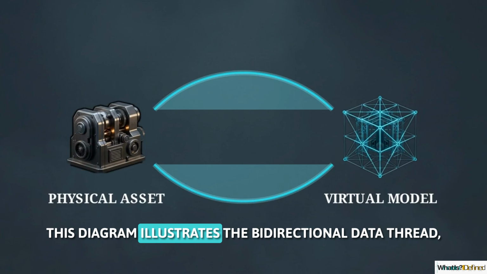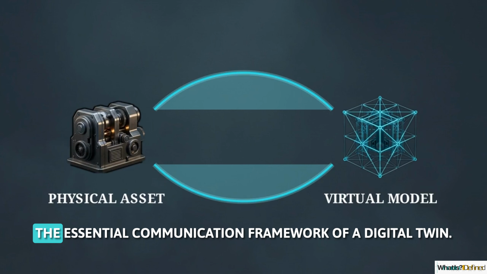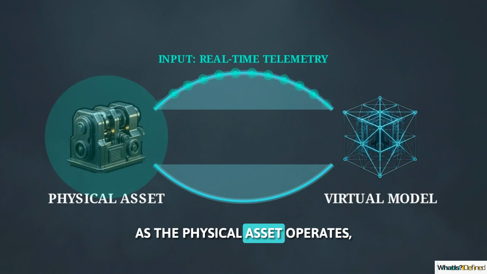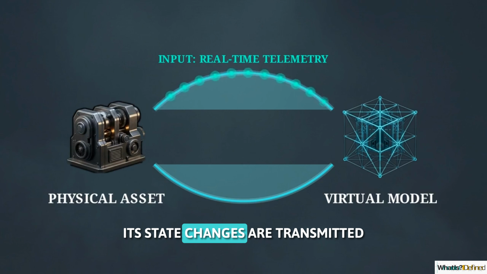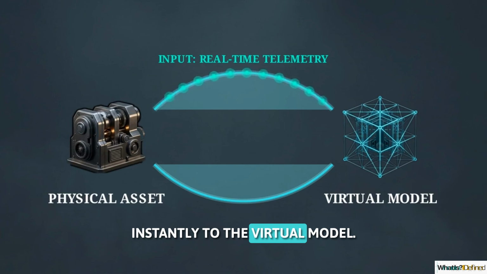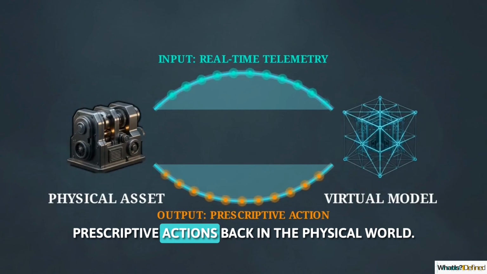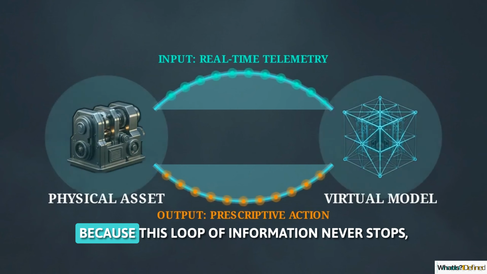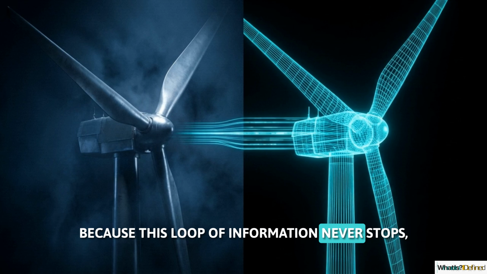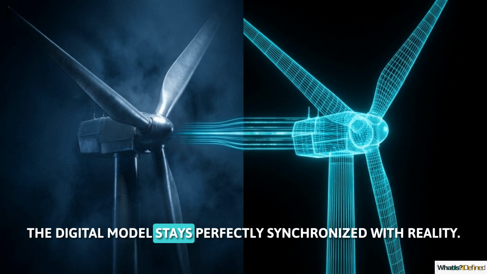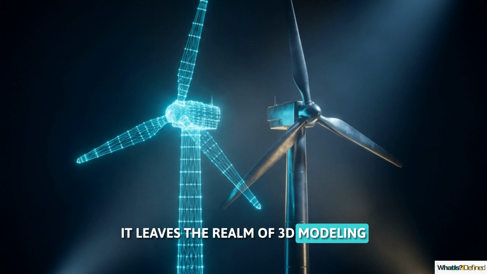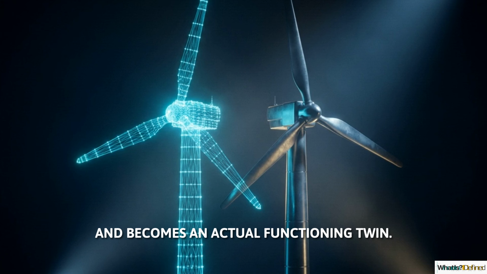This diagram illustrates the bidirectional data thread, the essential communication framework of a digital twin. As the physical asset operates, its state changes are transmitted instantly to the virtual model. The model processes this data to trigger prescriptive actions back in the physical world. Because this loop of information never stops, the digital model stays perfectly synchronized with reality. It leaves the realm of 3D modeling and becomes an actual functioning twin.